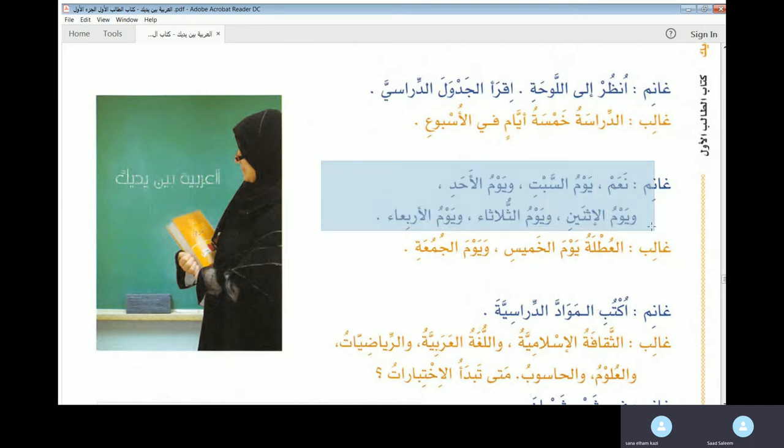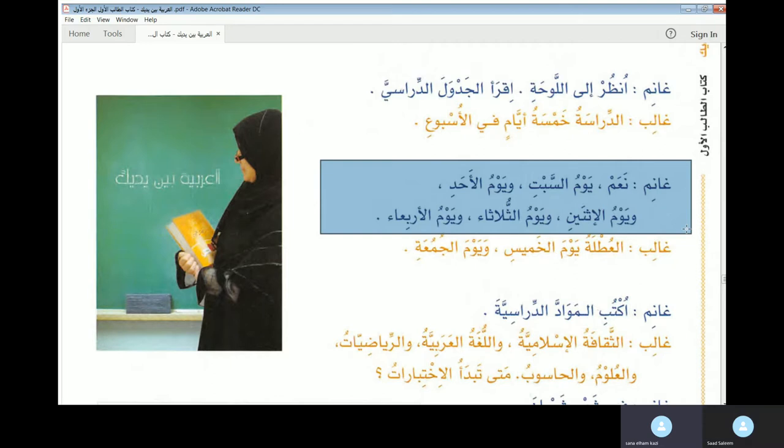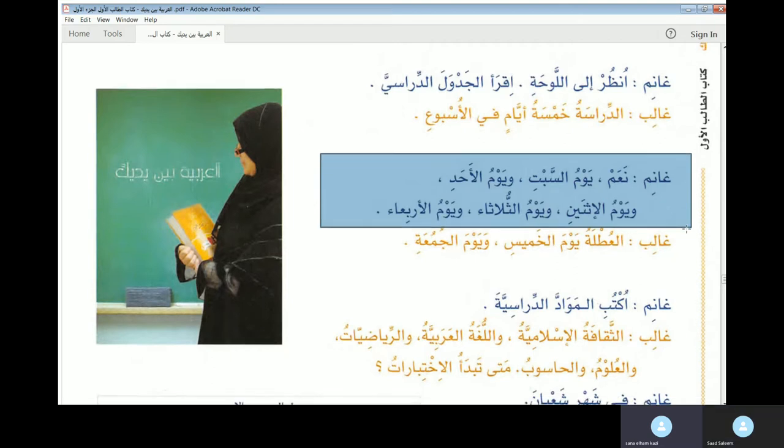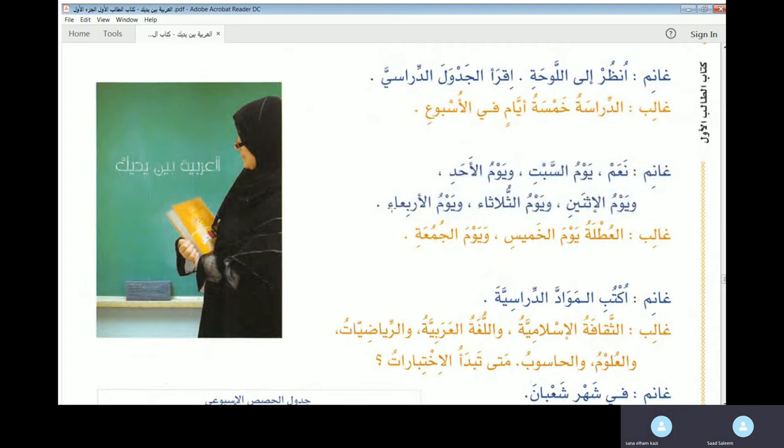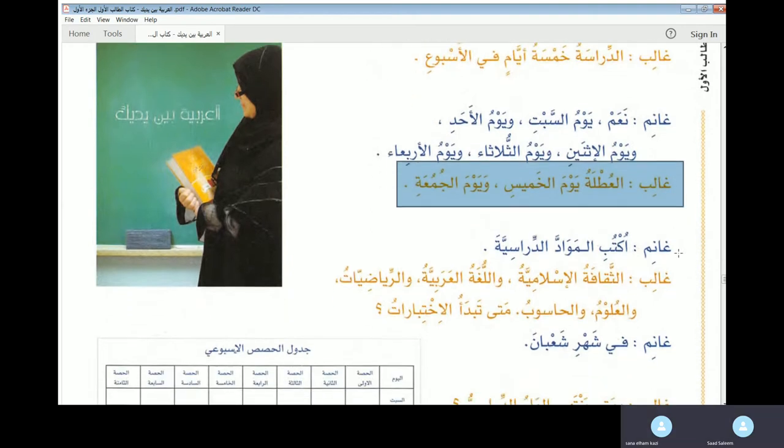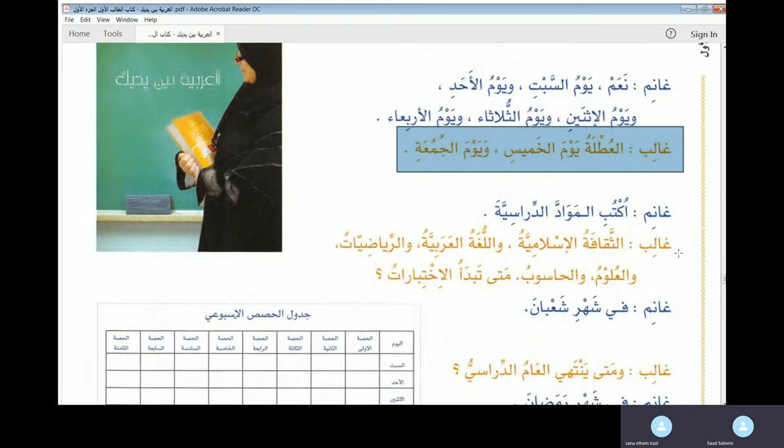Ghanim: naam, yawmul sabti, wa yawmul ahdi, wa yawmul ithnaini, wa yawmul thulatha, wa yawmul arbiya. So yes, naam, yawmul sabti, Saturday, wa yawmul ahadi, Sunday, wa yawmul ithnaini, Monday, wa yawmul thulatha, Tuesday, wa yawmul arbiya, Wednesday. Ghalib: al utlatu, yawmul khamisi, wa yawmul jumuati. So, utlatu is holiday, right? Holiday on Thursday and Friday.